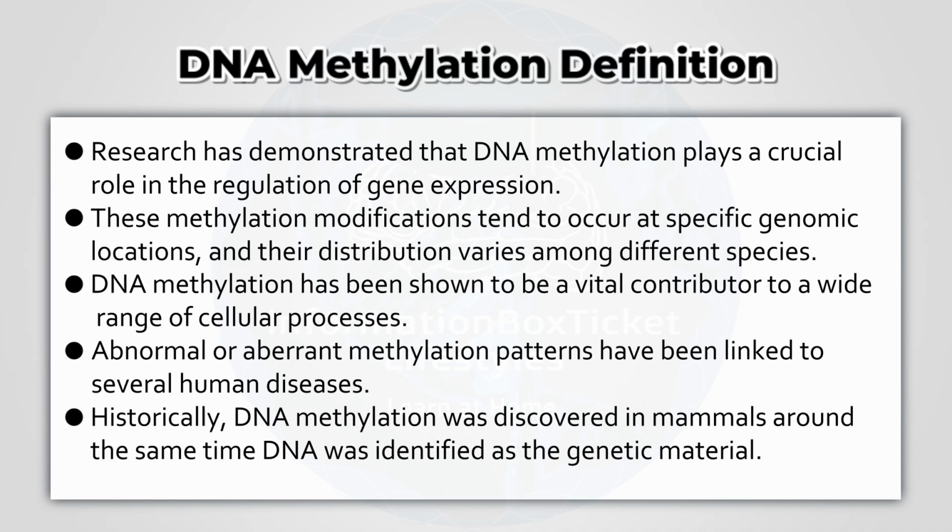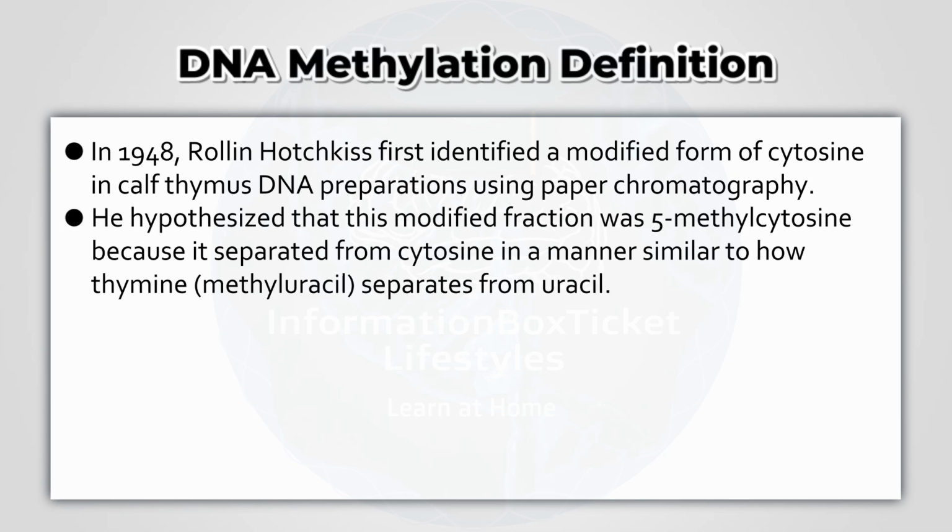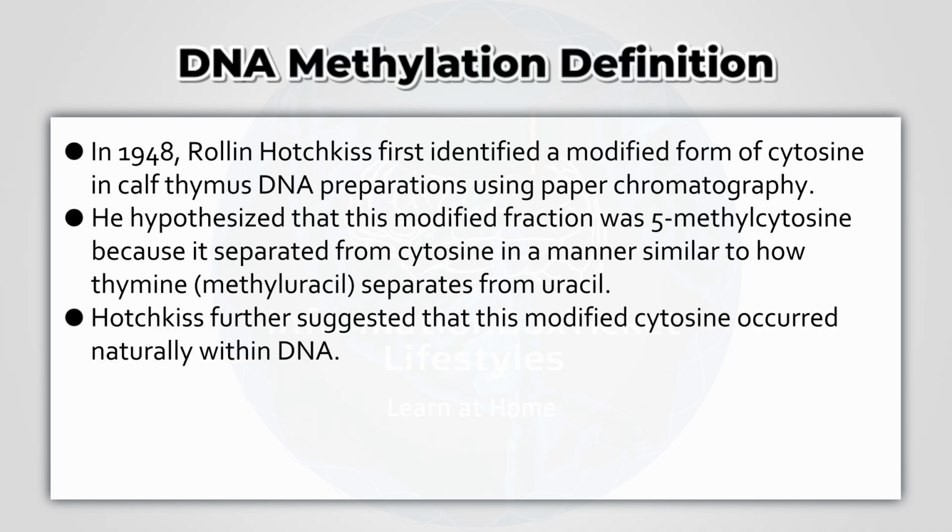Historically, DNA methylation was discovered in mammals around the same time DNA was identified as the genetic material. In 1948, Rollin Hotchkiss first identified a modified form of cytosine in calf thymus DNA preparations using paper chromatography. He hypothesized that this modified fraction was 5-methylcytosine because it separated from cytosine in a manner similar to how thymine, methyluracil, separates from uracil. Hotchkiss further suggested that this modified cytosine occurred naturally within DNA.